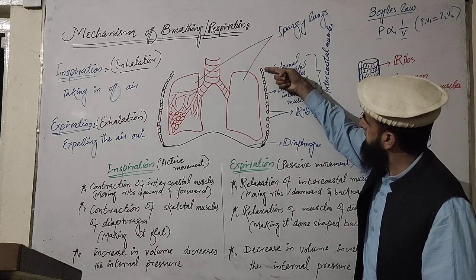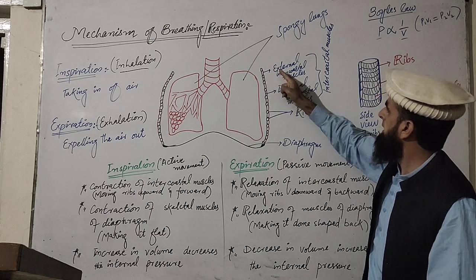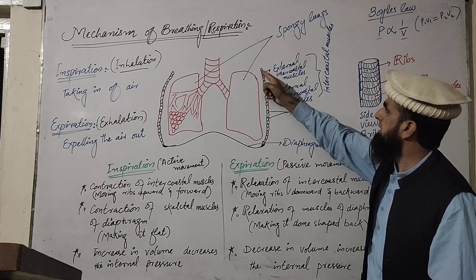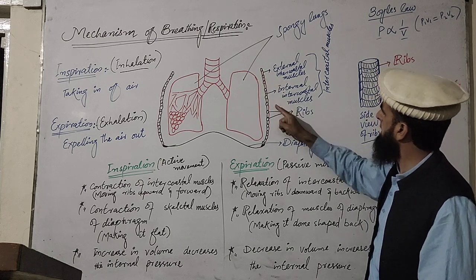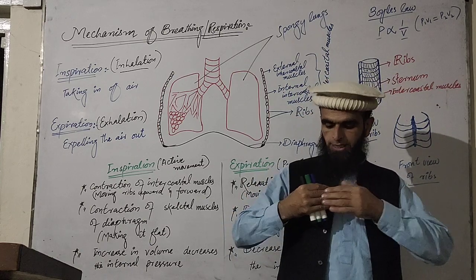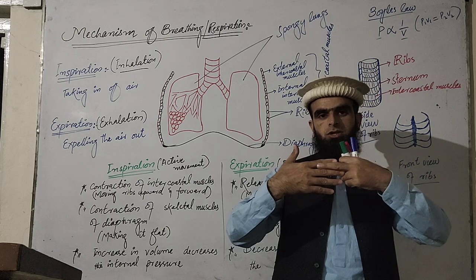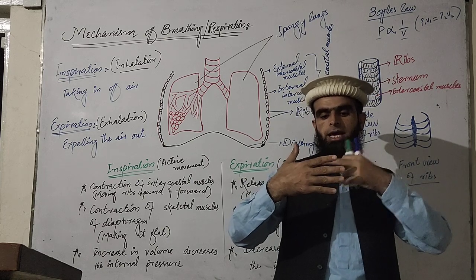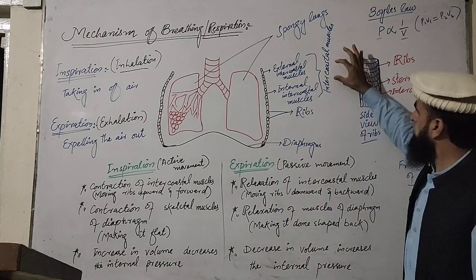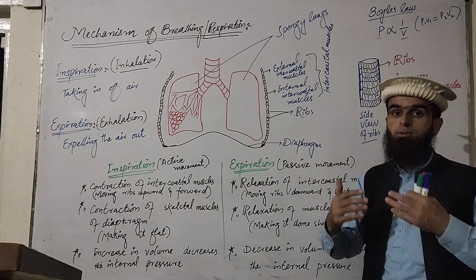These outside red muscles which have been shown over here are called external intercostal muscles. And those muscles found on the inner side are called internal intercostal muscles. So the ribs contain two kinds of muscles: external intercostal muscles and internal intercostal muscles. Intercostal muscles are the muscles present in between the ribs.